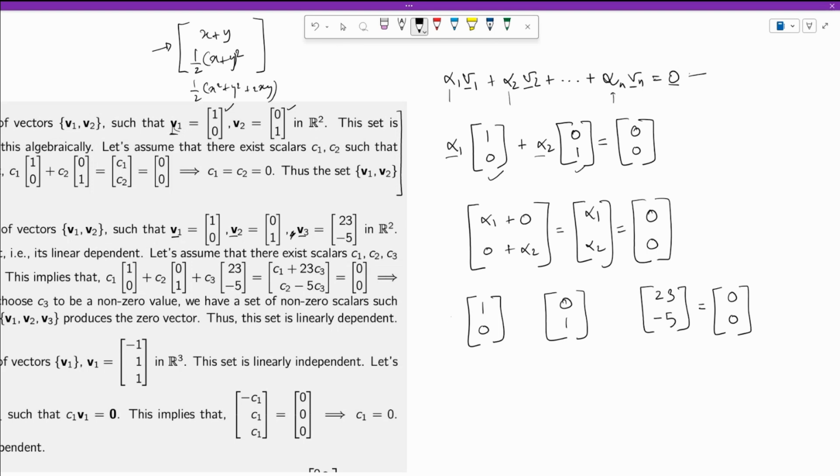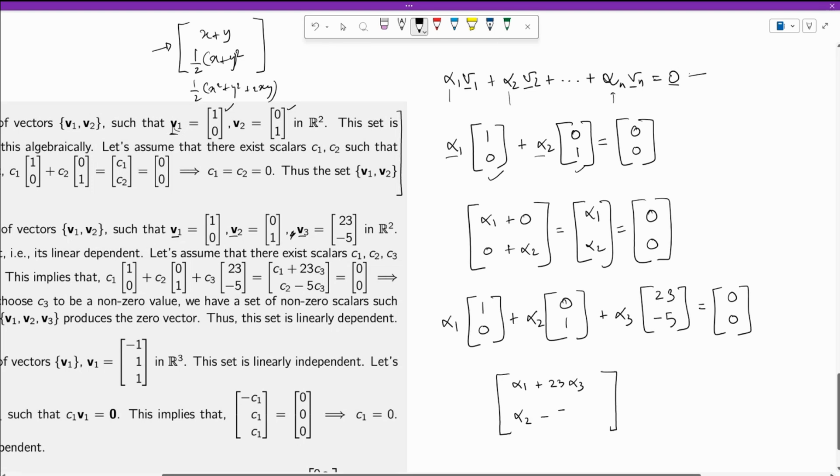Well, you do the linear combination. You take alpha 1 times the first vector, alpha 2 times the second vector, alpha 3 times the third vector, and then the left hand side will simply be (alpha 1 plus 23 alpha 3, alpha 2 minus 5 alpha 3). This is equal to 0. If I substitute alpha 1, alpha 2, alpha 3 equals 0, then the left hand side is equal to the right hand side. But that's not enough.